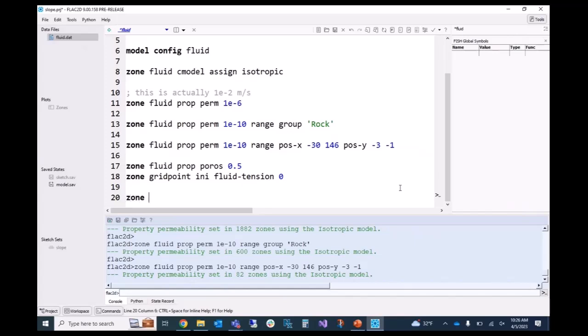Okay, you also need to set the fluid density. So zone, any fluid dense 1000.